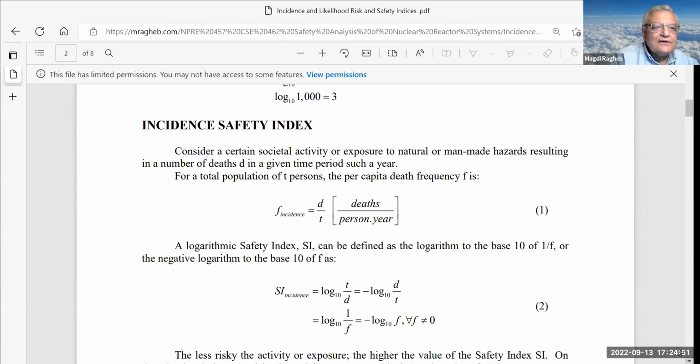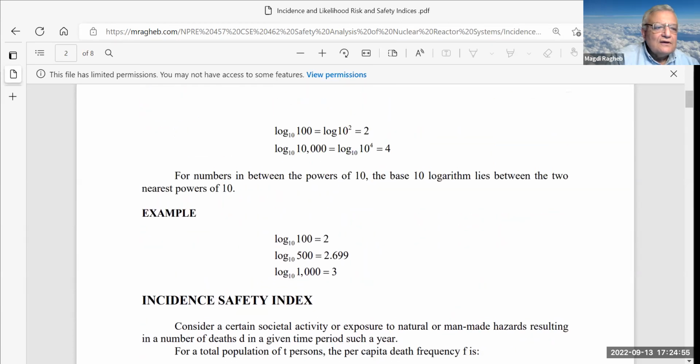A simple numerical example here. If you want to calculate the log to the base 10 of 100, that's like 10 to the second power, it's immediately 2. And if you have the log to the base 10 of 1000, that's like 10 to the third power, so it's a 3. If you have a number that's intermediate between 100 and 1000, say the log to the base 10 of 500, that becomes 2.699.